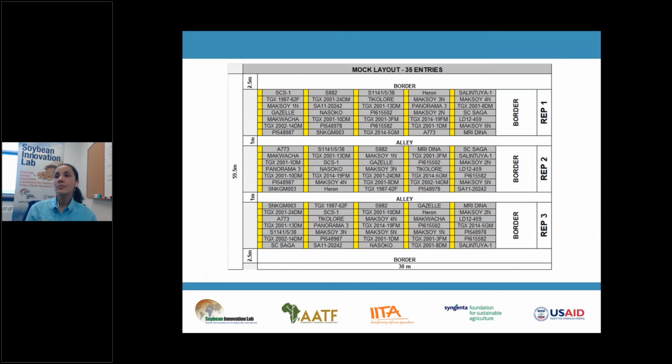So this is an example of a layout of our trials. We work with 3 replicates, and our rows are 5 meters long, and in between rows we have a 1 meter alley. So we organize ours in the same kind of layout, and this is an example of 35 entries, just to give you a brief summary of how we work.